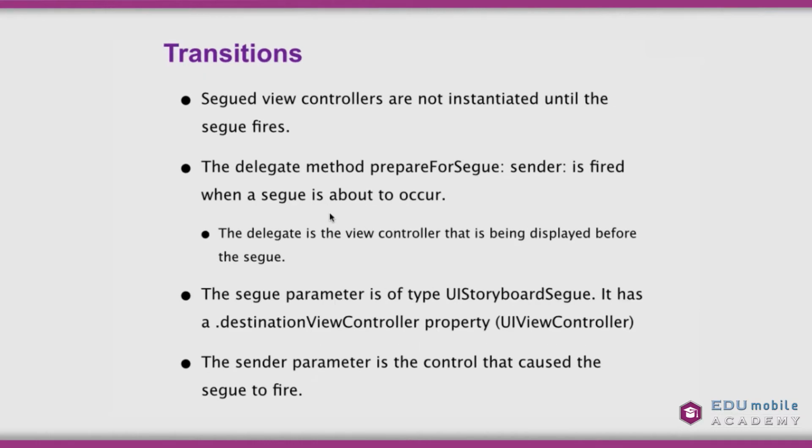So these transitions, segued view controllers are not instantiated until the segue fires. This is very important. We can't talk to a view controller until its segue has been fired. So we need some way to know when that's fired, and there is a delegate method. And this belongs to every view controller. In other words, every view controller can potentially be a delegate for this method for segues. And this is called prepareForSegue:sender. And it is fired when a segue is about to occur. And here we can talk to the destination view controller.